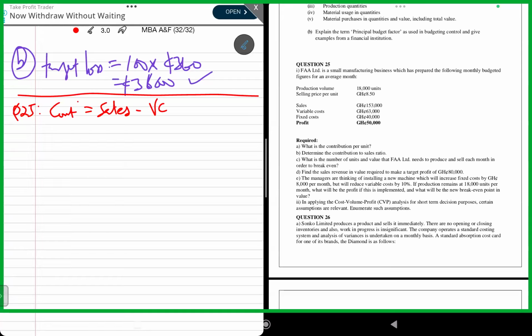Limited is a small manufacturing business which has prepared the following monthly budgeted figures for an average month: production volume, selling price per unit, sales, variable cost, fixed cost, and profit. What is the contribution per unit?